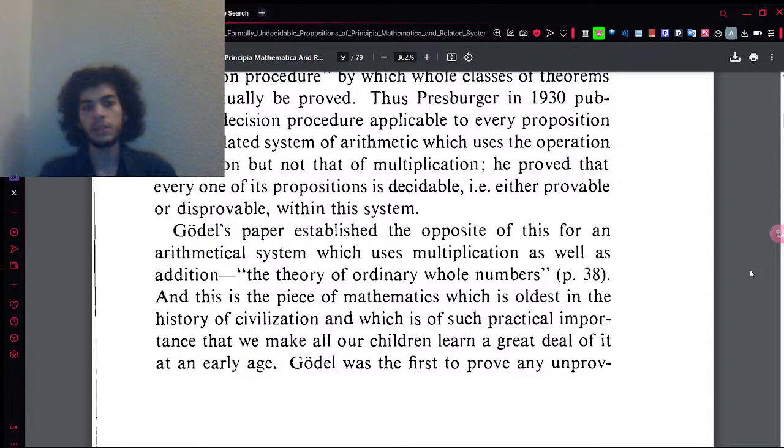He proved that every one of his propositions is decidable, i.e. either provable or disprovable within this system. So, as far as I understand, what Presburger proved in 1930 is that if you take out multiplication from arithmetic, you still have a decidable system.